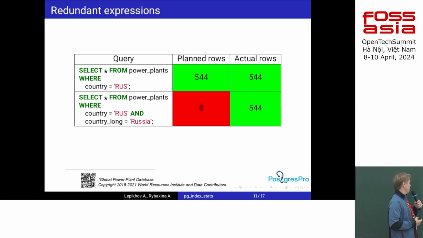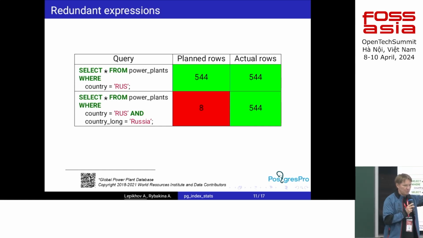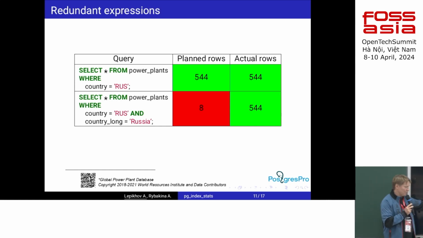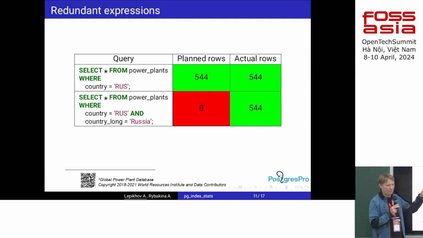And here we have just a simple query, just a simple selection. And as you can see, if we select by country, the short name of the country, we get an accurate prediction of the number of resulting rows from the table. But if we add to this expression just the long name of the country, the long description of the country, we get an underestimation, a very bad situation, and we can get into a nested loop scan and so on. In the case of a join, it's just because plain statistics don't know anything about correlations between columns.